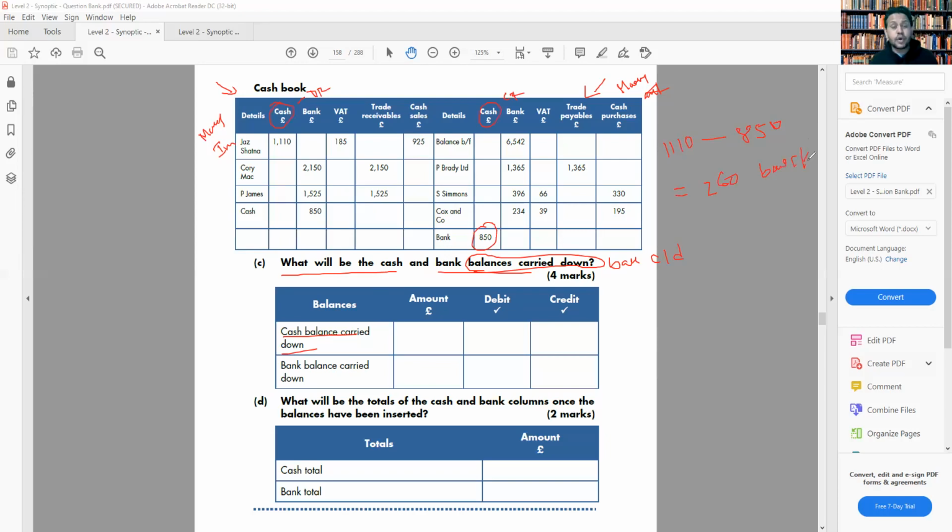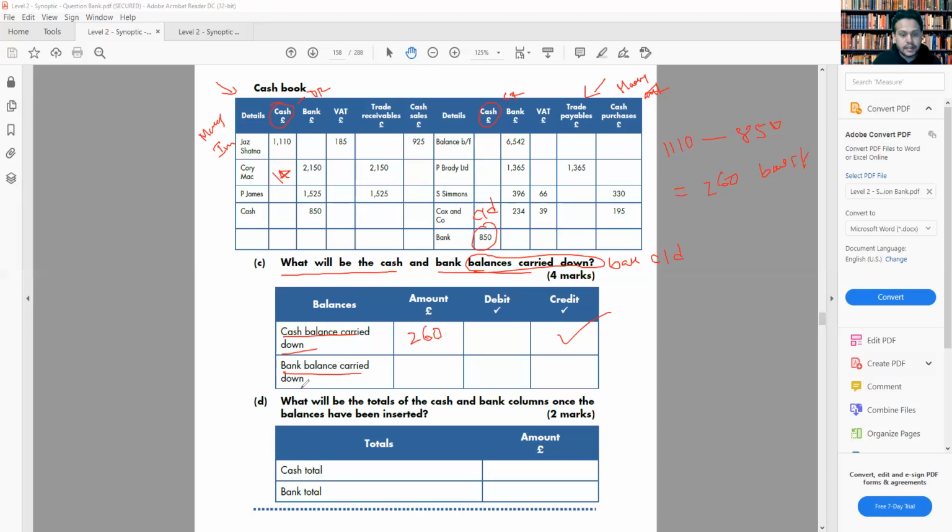And the balance CD will always be on the shorter side, because we record the balance CD in order to make the balance. So this side is higher, and my balance CD will be on the credit side. So I'm going to say the amount is 260, and the balance CD will be on the credit side because the credit side is lower.